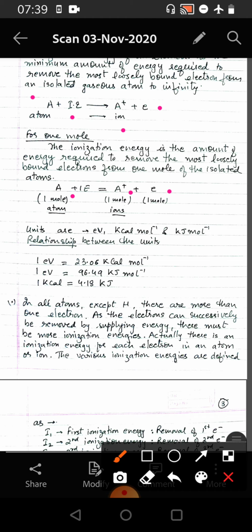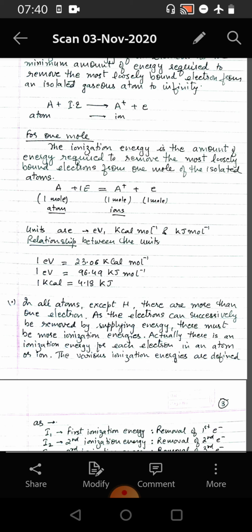If we see the units, they are electron volt, kilocalorie per mole and kilojoules per mole, and the relationship between them is 1 electron volt is equal to 23.06 kilocalorie per mole, or 1 electron volt is equal to 96.49 kilojoules per mole, and 1 kilocalorie is equal to 4.18 kilojoules.